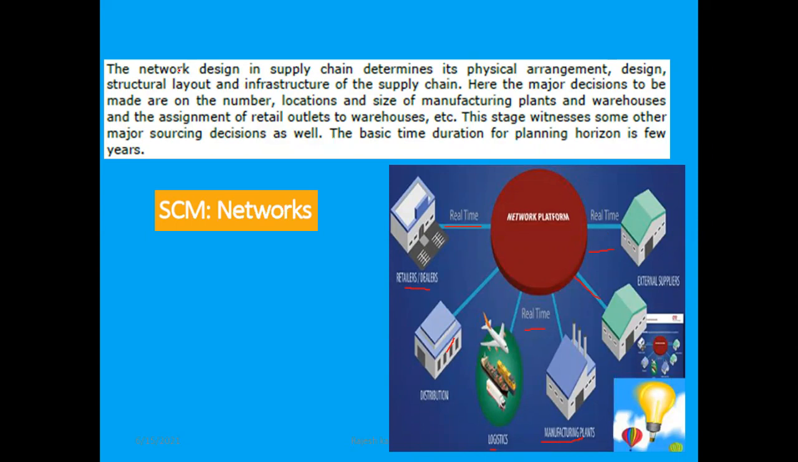The network design in supply chain management determines its physical arrangement, design and structural layout of the infrastructure of the supply chain. The network design of any factory depends upon the physical space provided, and we have to see the physical arrangement, design, structural layout and infrastructure of the supply chain. Here the major decisions are on the number of locations and size of manufacturing plants and warehouses, and the assignment of retail outlets to the warehouses. This stage witnesses some other major sourcing decisions as well. The basic time duration for the planning horizon is a few years.